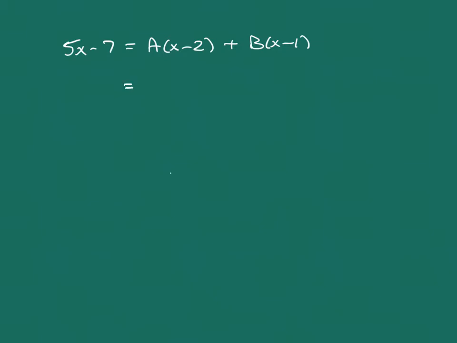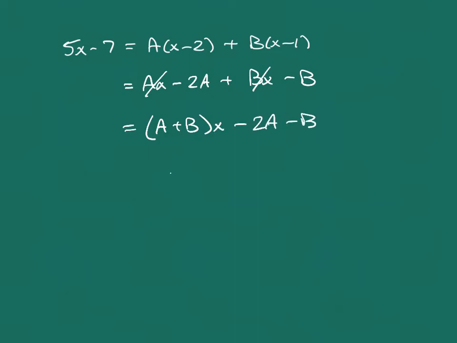Okay, so now we can distribute our constants and combine like powers of x. If I do that, I end up with Ax - 2A + Bx - B. Now combining my powers of x, I will have (A + B) times x, and then I will have -2A - B as my constants. Now I compare this to my polynomial on the left-hand side.